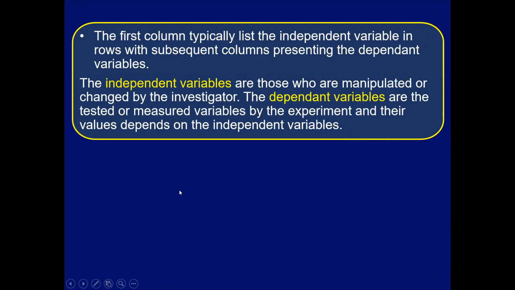The first column typically lists the independent variables in the row, with subsequent columns presenting the dependent variables. Always, the first one on the left represents the independent one that cannot be changed. The independent variables are those manipulated or changed by the investigator, and the dependent ones are the tested or measured variables in the experiment, and their value definitely depends on the independent variables.